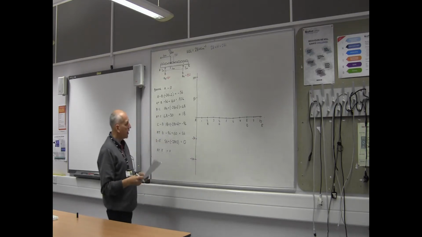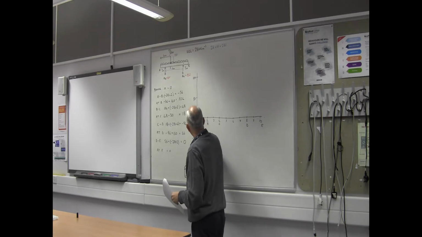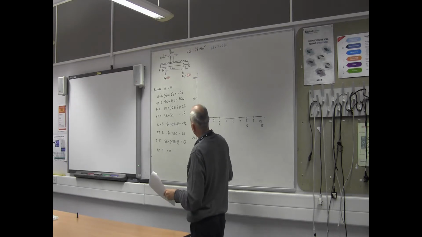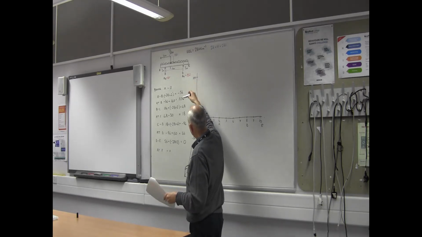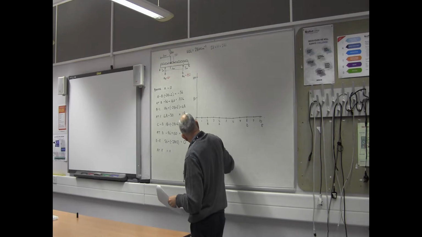So I've got here, it starts at 0, at A, then when I get to B, well, travelling to B we go to minus 56. So I'm going to be roughly here.